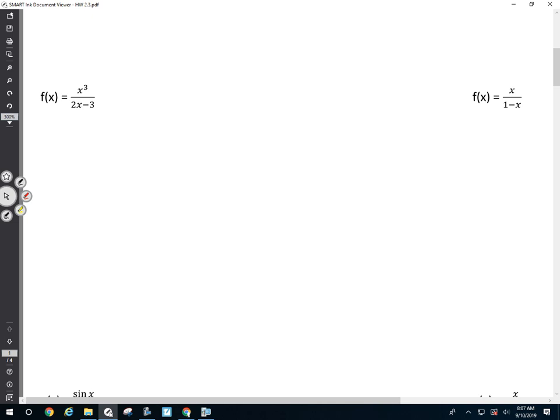All right, quotient rule. I have a quotient. I can't simplify this because of the subtraction in the denominator. Instead, I just need to take the derivative.